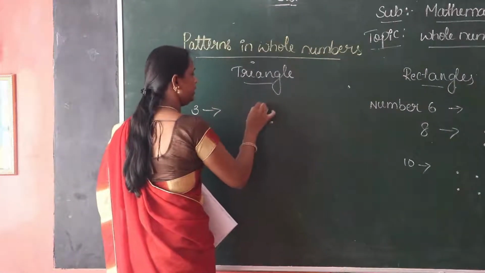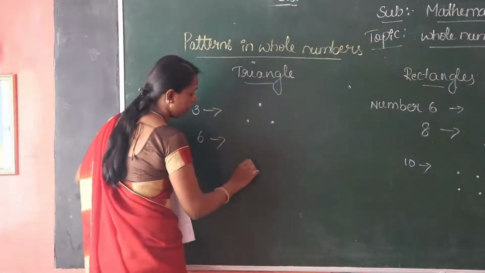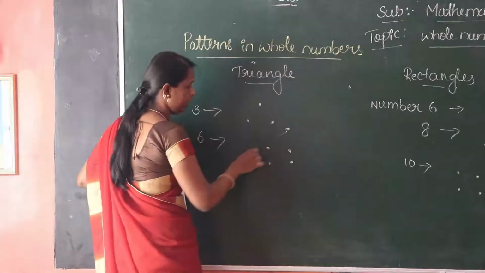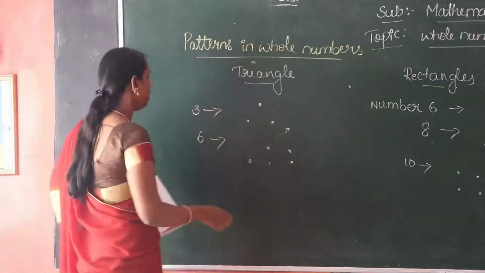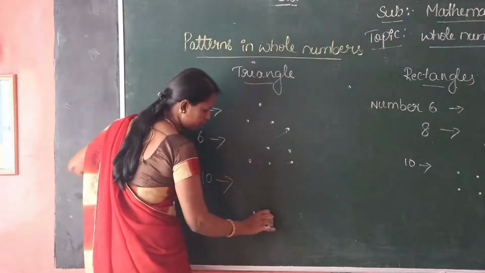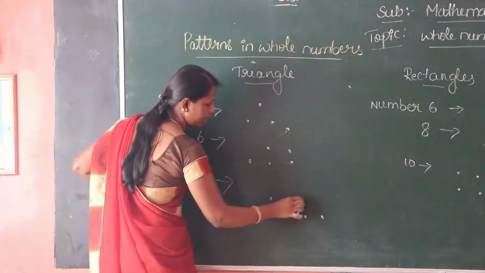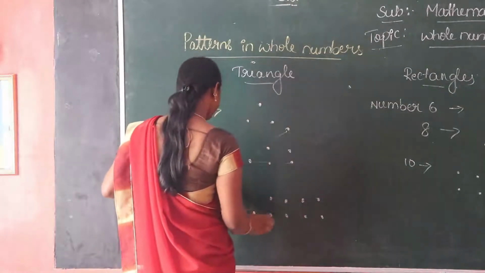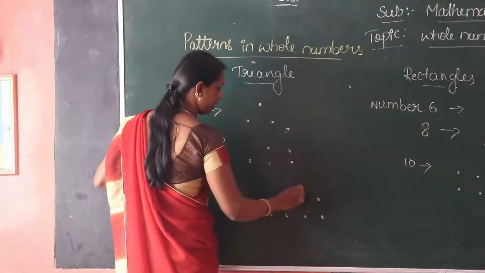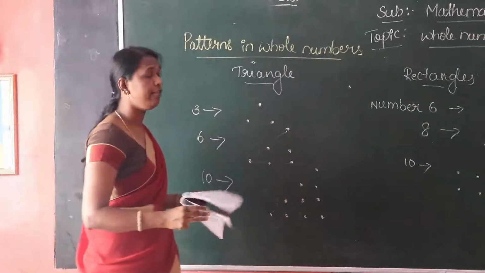1, 2, 3. Okay. Next number is 6. See children, 1, 2, 3, 4, 5, 6. When we join these lines, it makes a triangle. And then 10: 1, 2, 3, 4, 5, 6, 7, 8, 9, 10. So these are the examples. These numbers have a triangular shape.